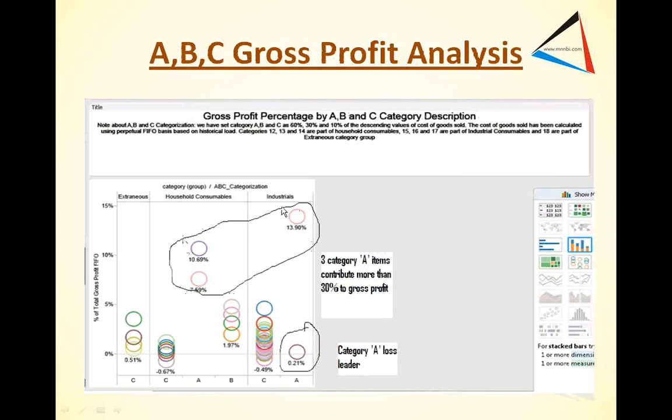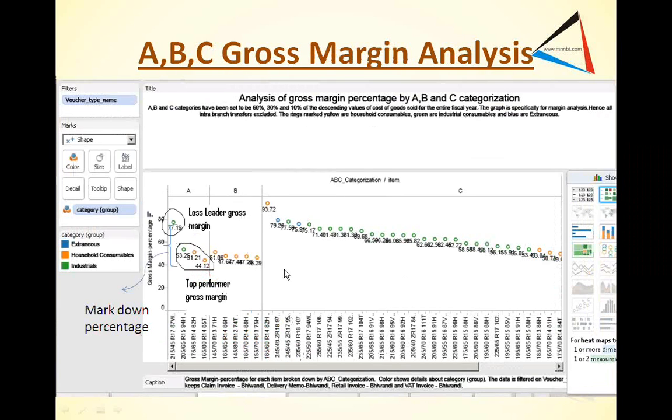As you can see, for this particular company, these three items are actually contributing more than 30% of the gross profit. So we will concentrate individually on these three items. And then there is one category A item, which is actually a loss leader, making a loss because the gross profit is just 0.21%. So just breaking even.